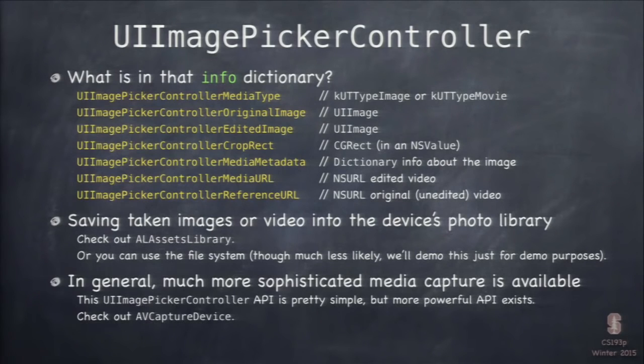By the way, the UI image picker controller is kind of an old API. It's a simple way to get things with the camera, but there's a much more powerful API called AV capture device. Especially if you're getting video, you might want to check into that. It's a more powerful way to do the stuff that the UI image picker can do. So I'm not going to cover it, but just so you know that it's there. If you're just getting a simple image or a simple clip of video, you're okay with UI image picker controller. But if you want to do more than that, then AV capture device.